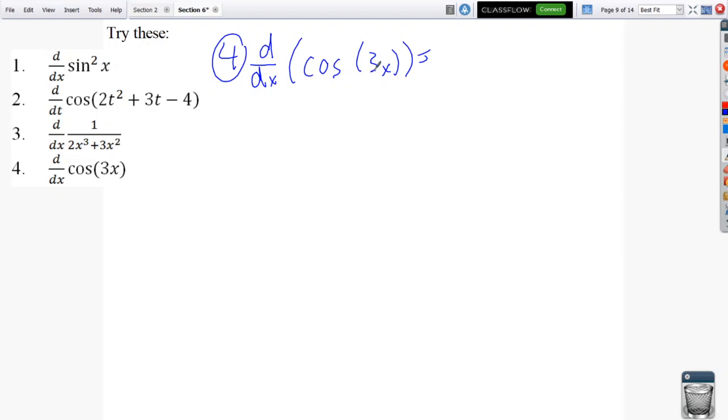Notice this is cosine of something. This is a little bit different from the sine squared that we had in number 1. Here, the outside is cosine, so the derivative of cosine is negative sine of the something. Again, something is a variable that just stands for 3x, times the derivative of something. Again, I'm keeping in my head what something is. It's 3x. The derivative of 3x is 3.